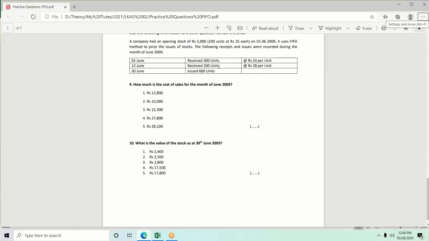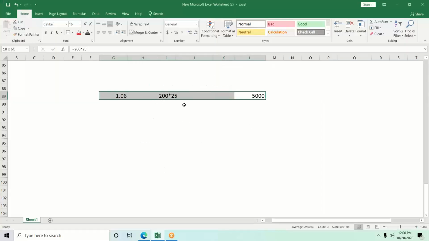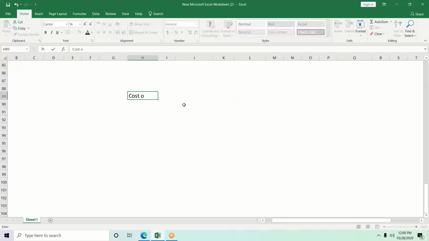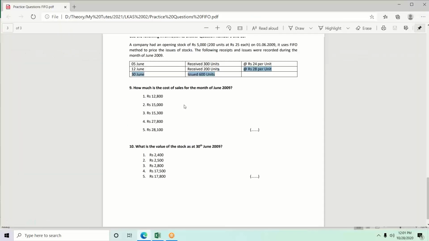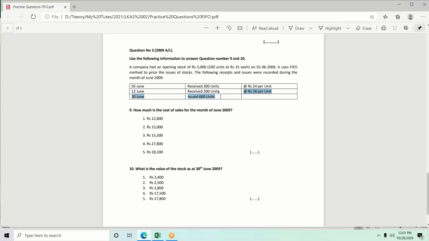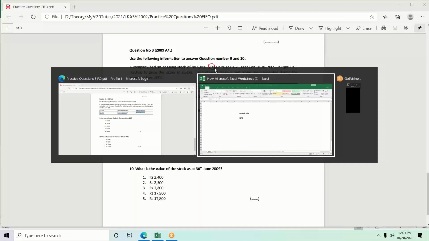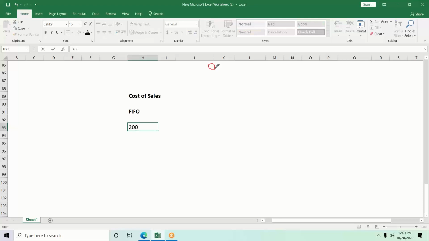You are issuing 600 units. So when you are issuing 600 units, how are you going to calculate the cost of sales? The pricing technique is the FIFO method. When you are issuing 600, what is the first inventory that you issue according to the assumption? That is the opening stock. In the opening stock, there are 200 units. Price of it, rupees 25.